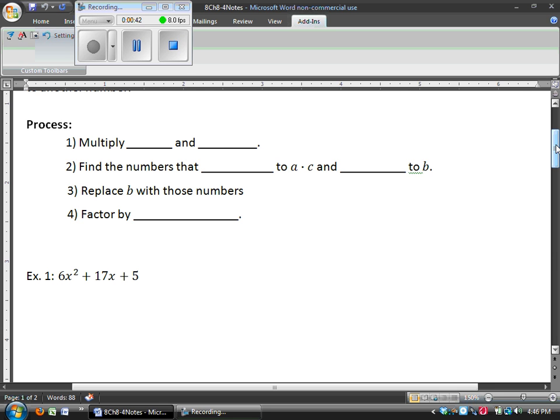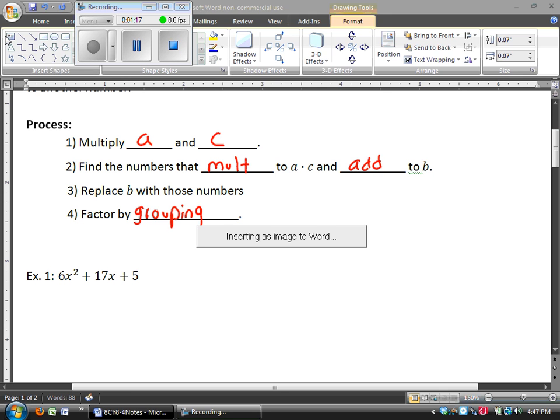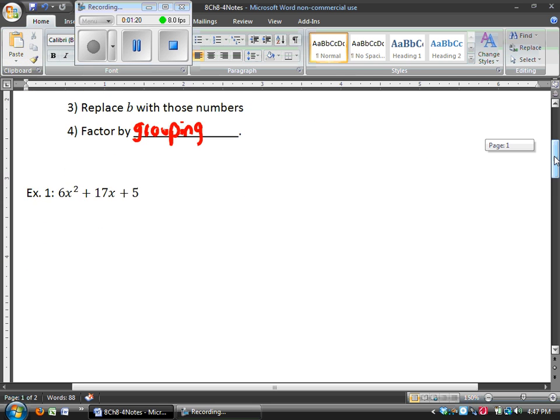So here's our first step. We're going to multiply a and c, so the first and the last numbers. Then we find the numbers that multiply to a times c and add to b. Replace b with those numbers, and we're going to factor by grouping this time. If you don't remember what grouping is, make sure you go back and review section 2 because it's going to come back up and we're going to have to do it again. All right? So let's jump into this first example and see how this process works.